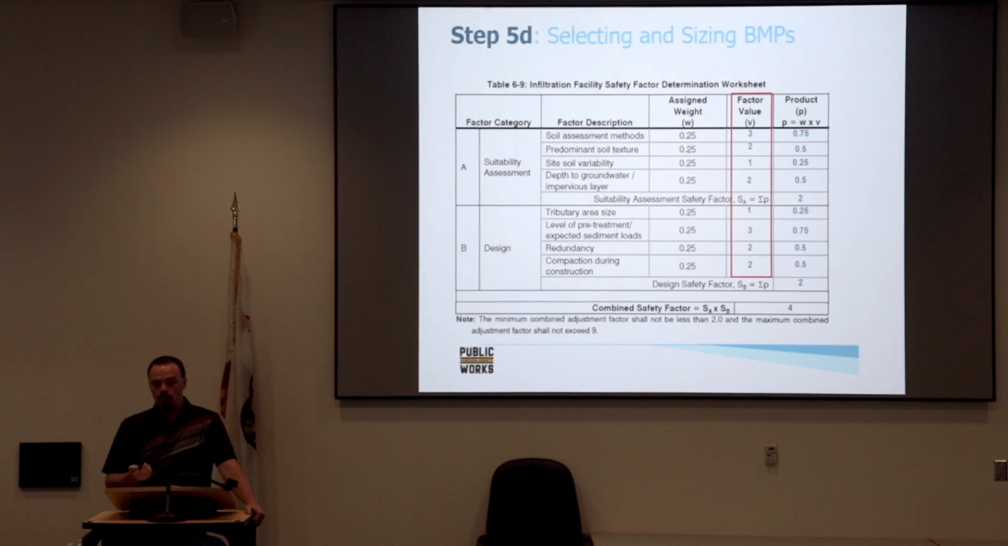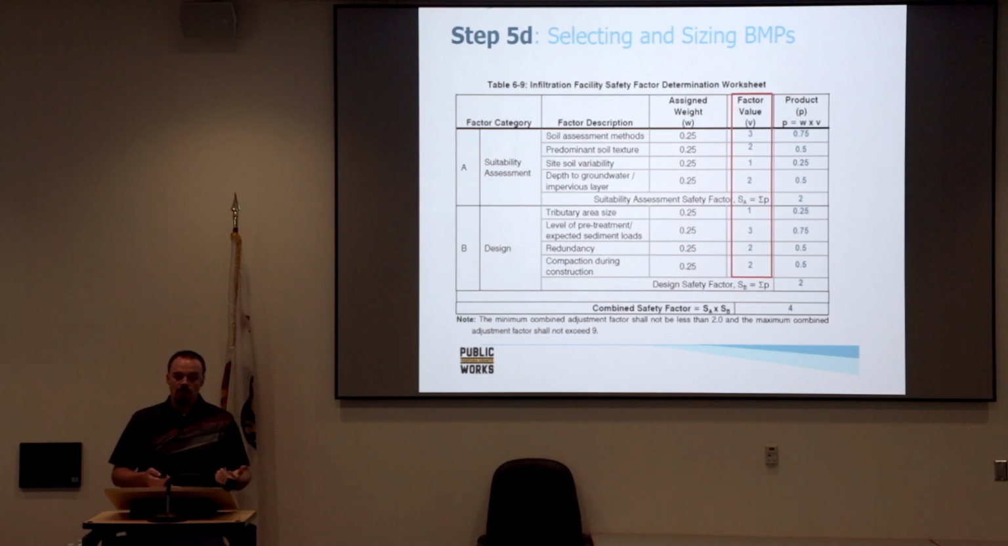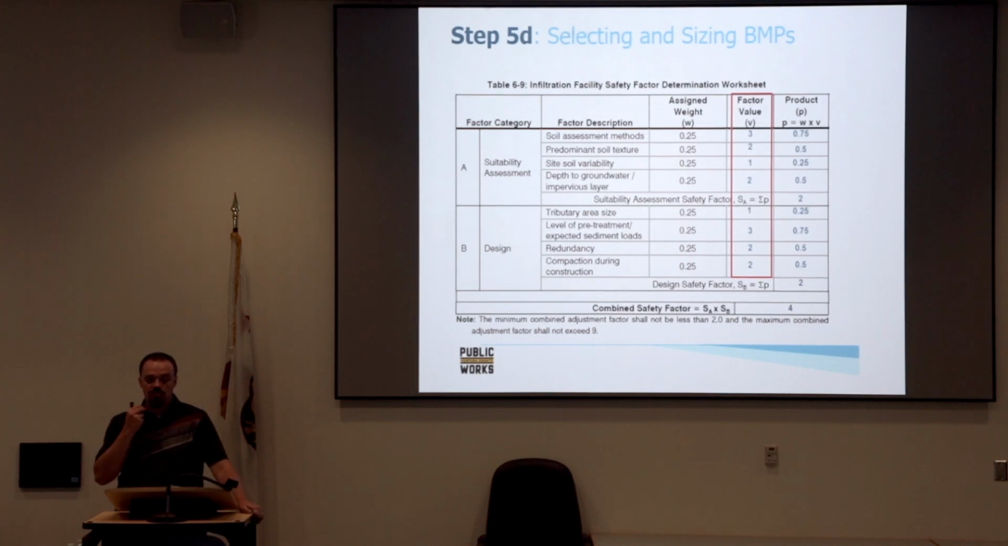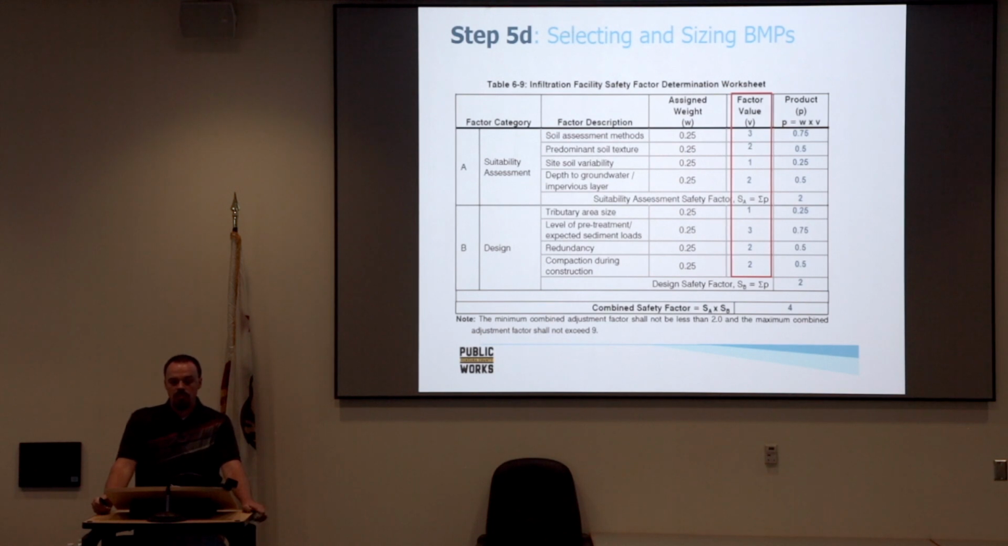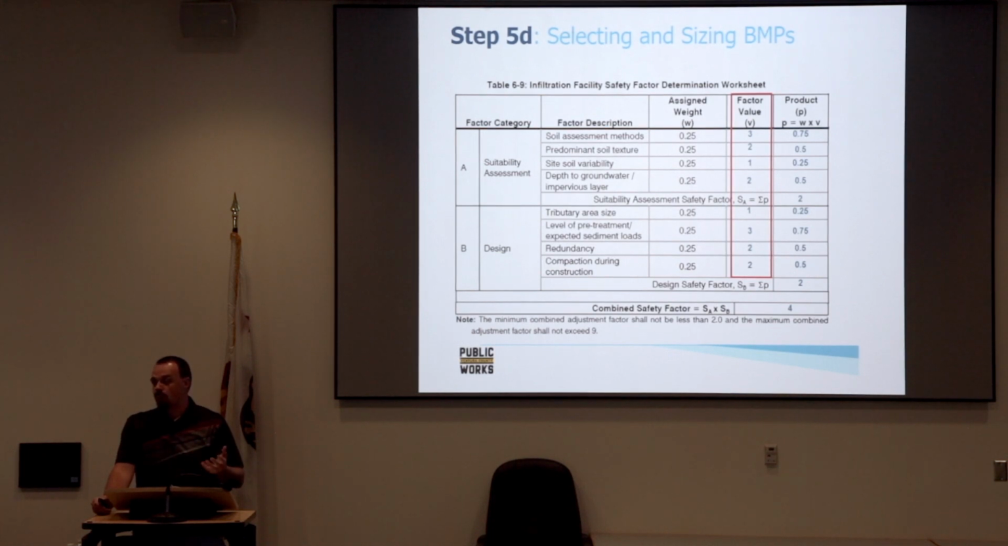So what we have in this row is 2 different subsets of safety factors. There's suitability assessment, which is the safety factor A, and there's design, which is safety factor B. Under suitability assessment A, there are 4 subcategories: soil assessment methods, predominant soil texture, site soil variability, and depth to groundwater. All 4 of those are generally perfectly designed and laid out in a geotechnical report. So if you did all that work ahead of time, you could put 1s for all these factors, and then your safety factor would generally be half or less than what it is without doing geotechnical.